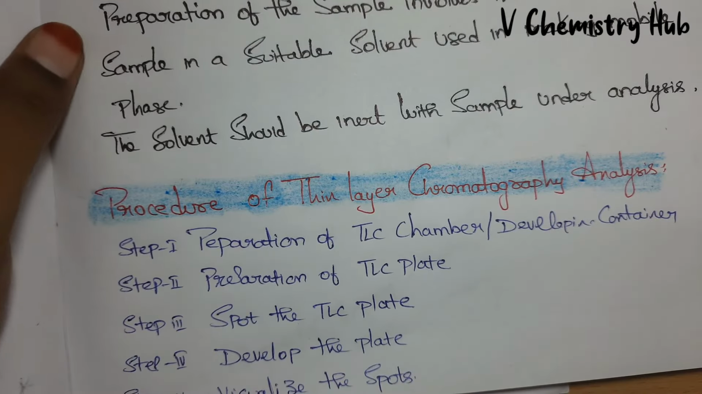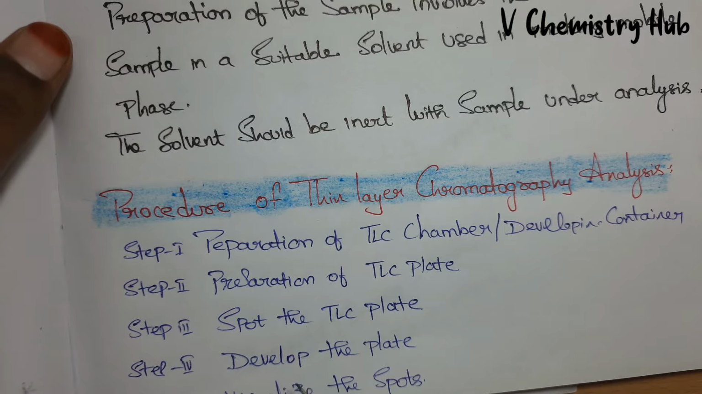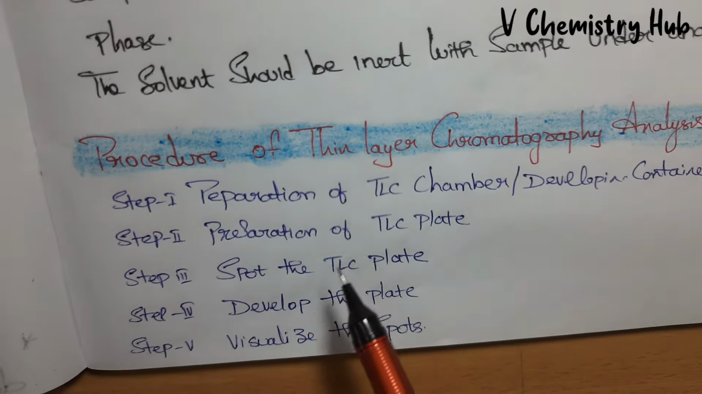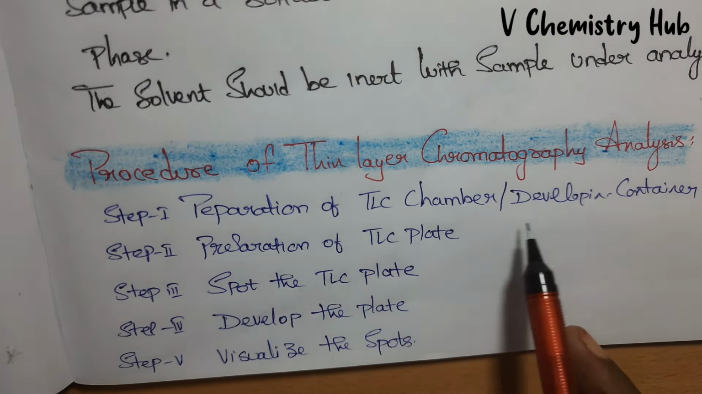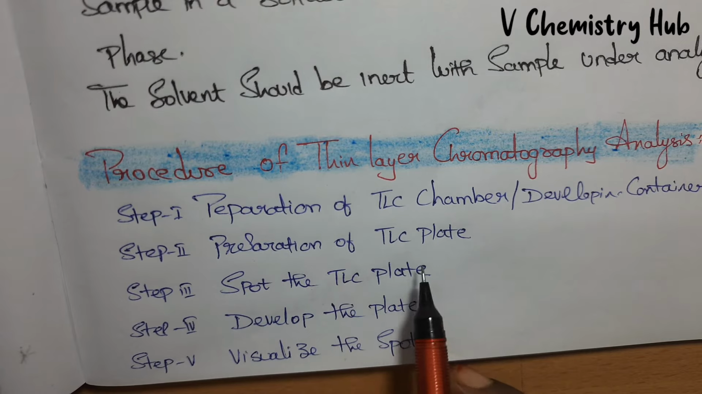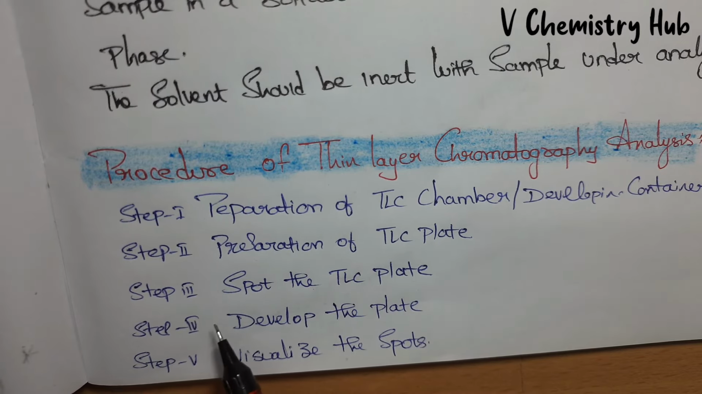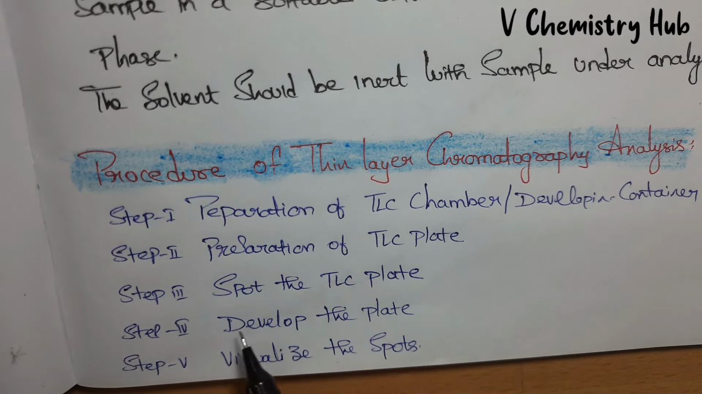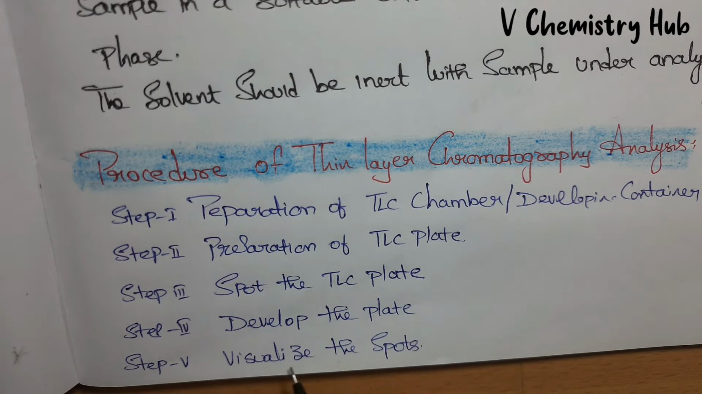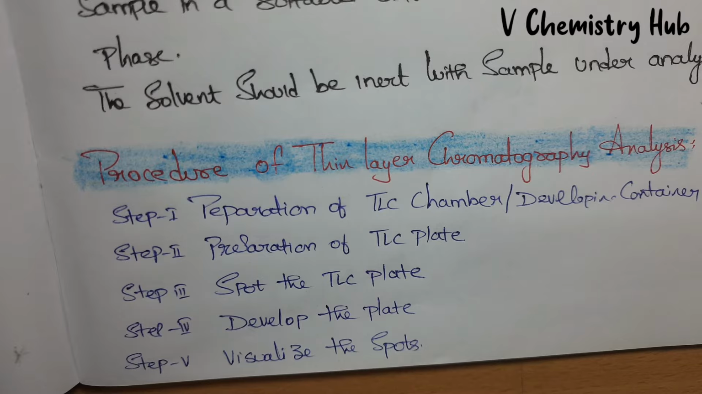Now coming to the procedure of thin layer chromatography analysis, there are five steps included. The first one is preparation of the TLC chamber or the developing container. The second step involves the preparation of the TLC plate, and the third step is spotting of the TLC plate. The fourth one is development of the plate, and the fifth one is visualization of the spots.